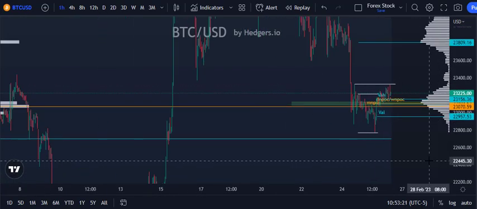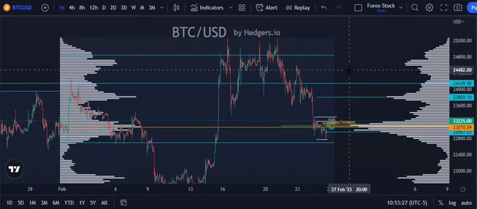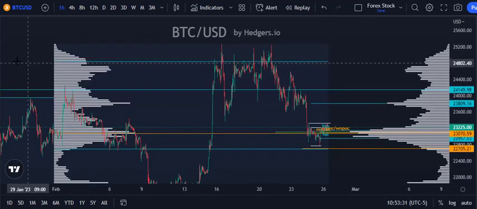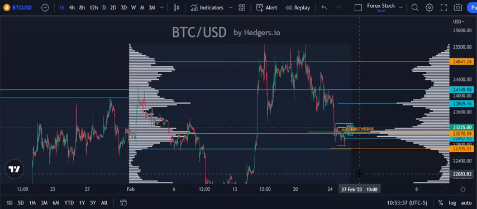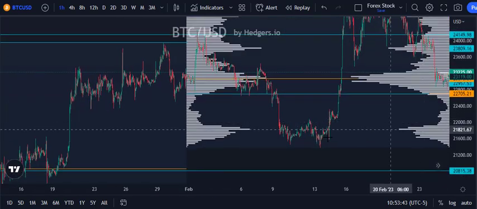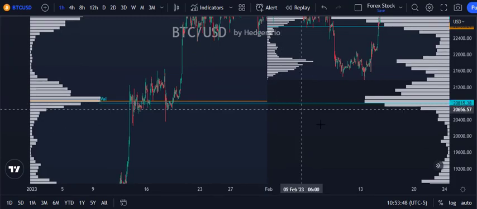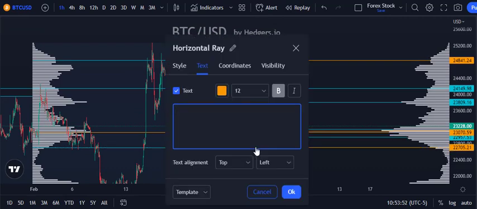So this is how you use volume profiles to mark your value area highs, lows, and points of control, your previous month value area low and previous month value area high. PM means previous month. The previous month value area high is here, and the previous monthly value area low is here. You can say that is the current month, so you can just mark it like this. Okay, monthly value area low and monthly value area high.